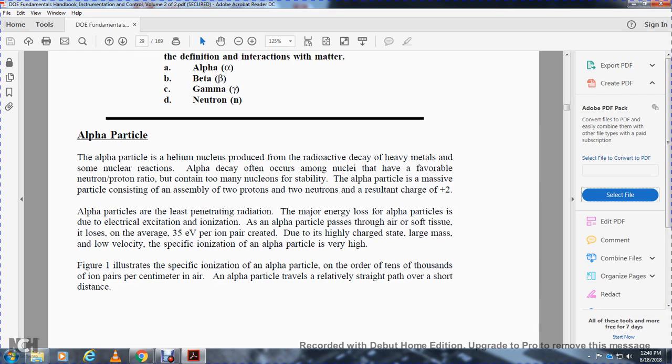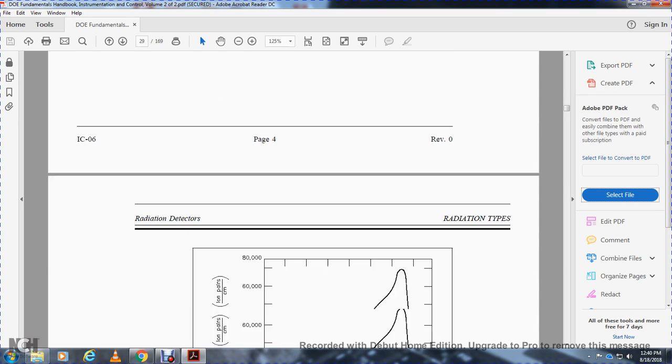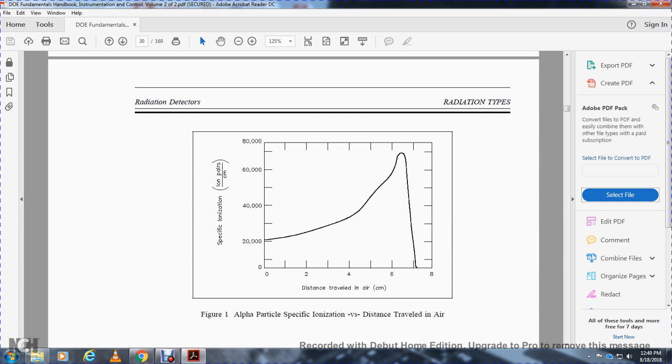Figure 1 illustrates the specific ionization of an alpha particle, on the order of tens of thousands of ion pairs per centimeter in air. The alpha particle will travel a relatively straight path over a short distance. This shows the alpha particle specific ionization versus distance traveled in air.